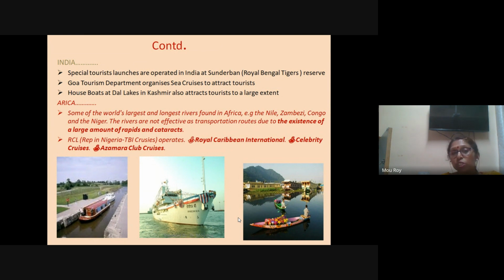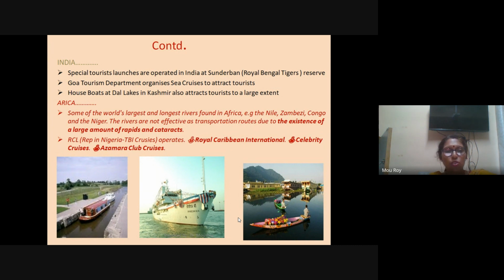Then you have the Goa Tourism Department, which also organizes sea cruises to attract tourists. Then we have Kashmir, which is known as the paradise on earth. Jammu and Kashmir, we have Kashmir. There are houseboats. These houseboats are at Dal Lake in Kashmir. They also attract tourists to a large extent.